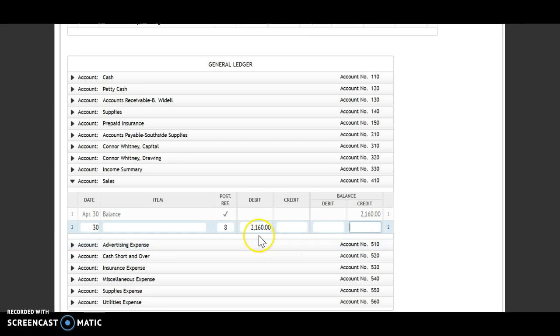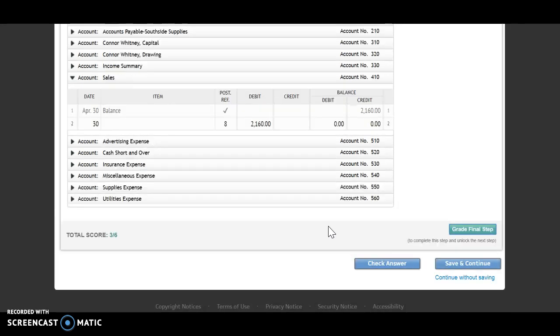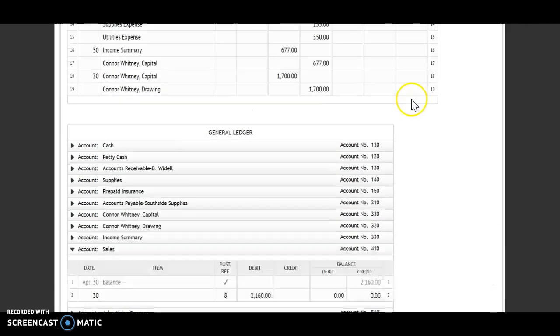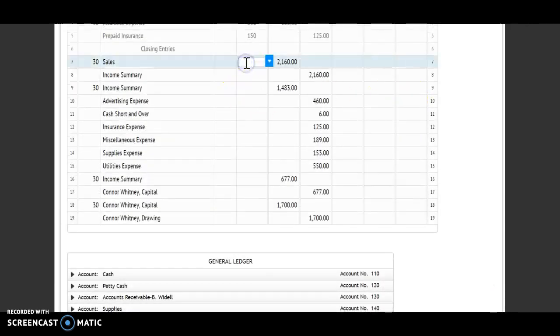I have a credit and a debit, so my new balance is going to be a 0 balance. I would subtract those two. I do need to put a 0 in both the debit and the credit side, showing that it is closed. And we don't want to just put it on one side because that looks like we forgot to add some numbers in there. So put a 0 on both sides. Account number 410 goes back to the top.